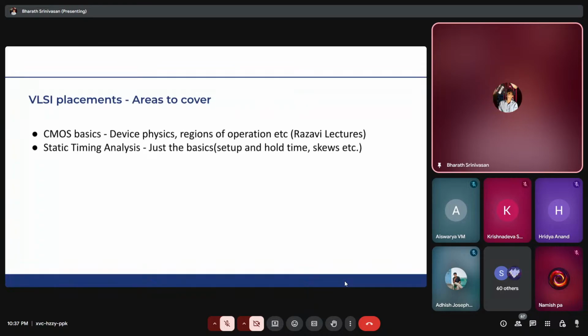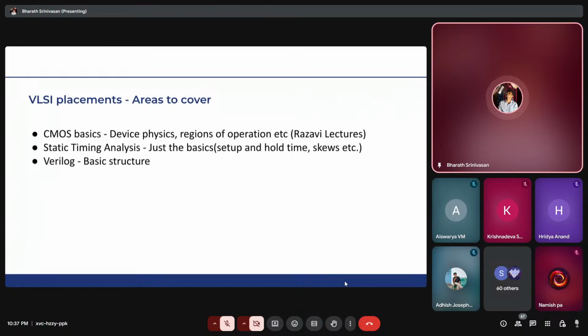So try that out. Next is static timing analysis: setup times, hold times, queues. That is very important even for digital interviews, especially as you go towards the backend, as in physical synthesis, hardening and everything. Static timing analysis is a very critical process in the whole thing. So cover that, very important.